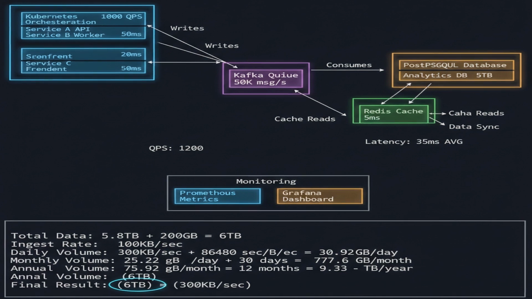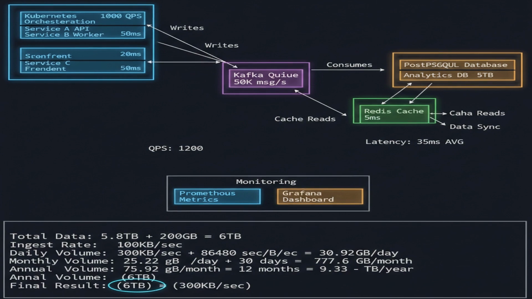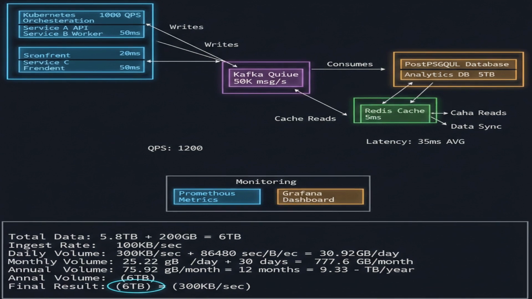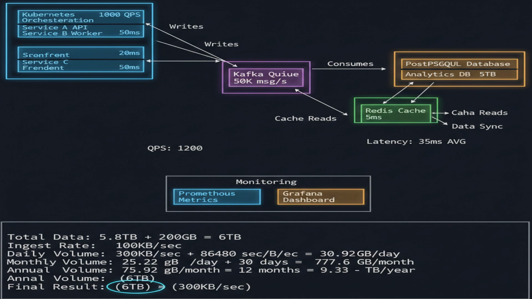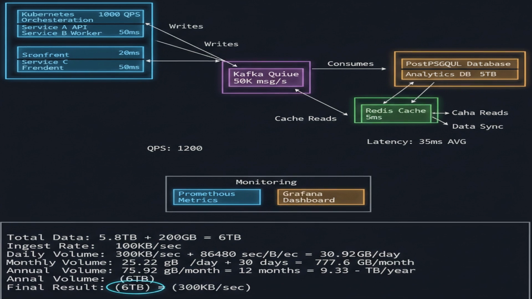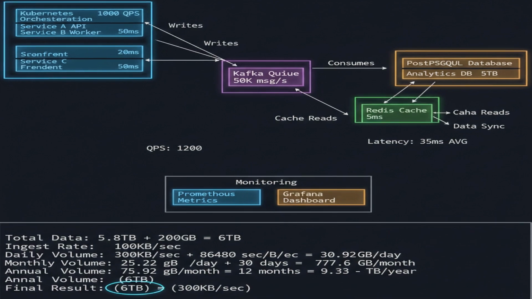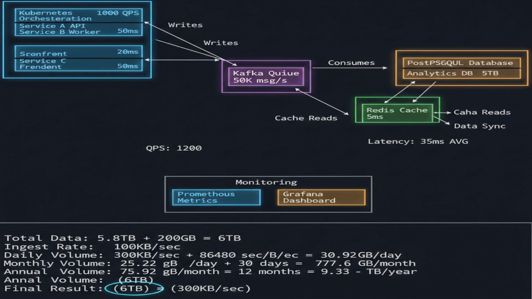For QPS, let's assume 1,000 queries per second, with 30% writes. That's 300 writes per second. Each write might be 1 kilobyte, so 300 kilobytes per second write throughput. Bandwidth will depend on the underlying storage technology. Over a year, the logs will consume 1.2 terabytes, so we'll need to plan for growth. This also means we need to consider the cost implications of storing this data, especially in the cloud.